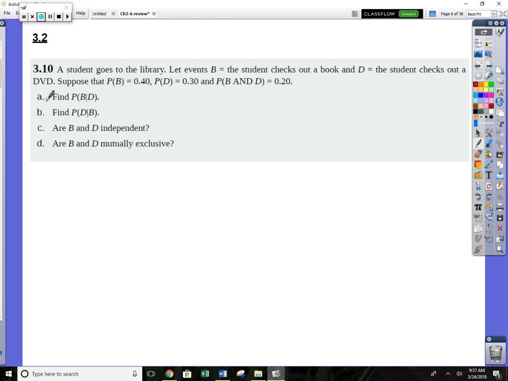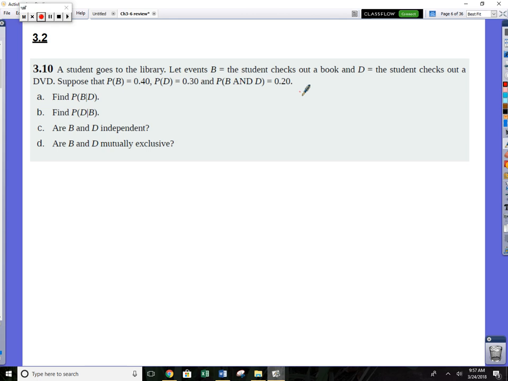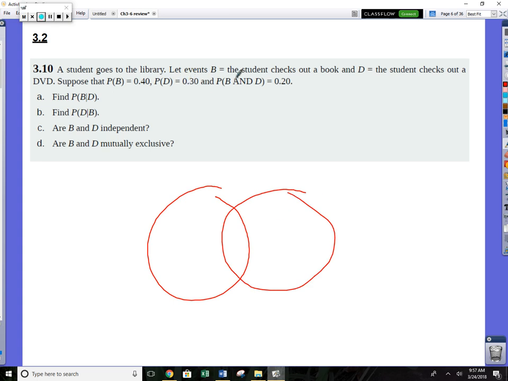Okay, let's look at this guy. Student goes to the library. B is the event that a student checks out a book. D is the event a student checks out a DVD. Okay, now this one, check this out. This is kind of fun. Some of you, it's going to be way easier to visualize it maybe with a Venn diagram. So on a Venn diagram, they're pretty cool. They work just the same. So B is a book. We'll call the kids that live in this space book checker outers, and the kids that live in this space DVD checker outers, and there is an intersection.